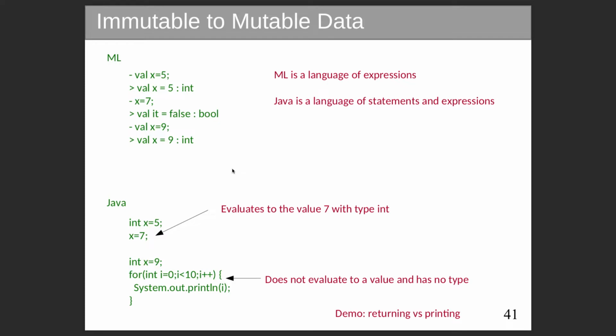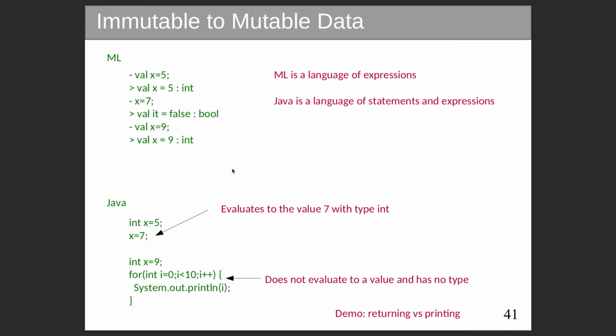ML is a language of expressions. And what that means is that everything that you type in ML evaluates to a value. So if in ML I type x equals 5, then that's evaluated to the value 5. But if I type an if statement, and it's got an else and a then, the whole if statement evaluates to a value as well. Right? So everything in ML is an expression, and that's a really happy place to be, because everything is the same. In Java, things are either statements or expressions.